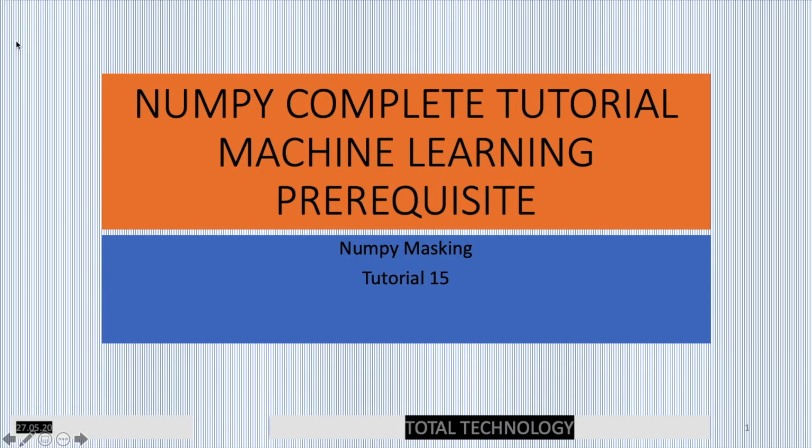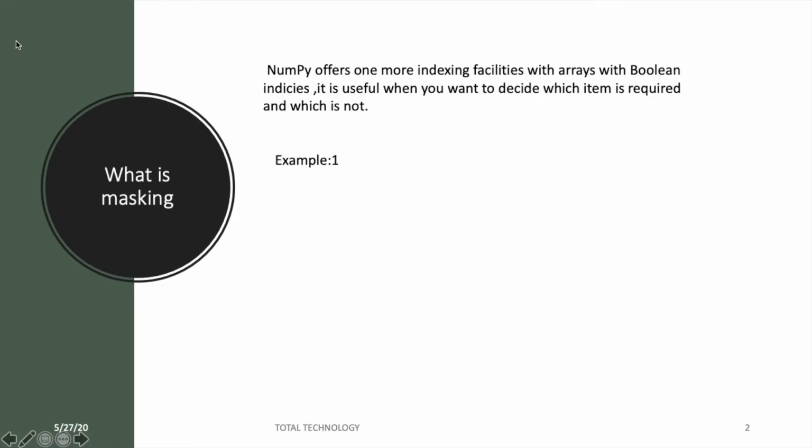This is tutorial 15 and today's topic I'm going to talk about Numpy masking. So what is masking? In the last tutorial I already discussed a different sort of indexing using an array of integer indices, and in this tutorial we'll talk about another indexing. This is called masking.